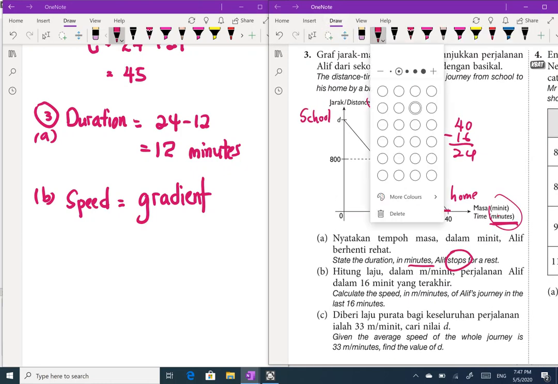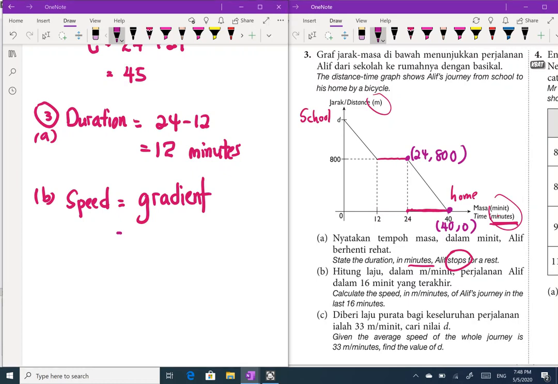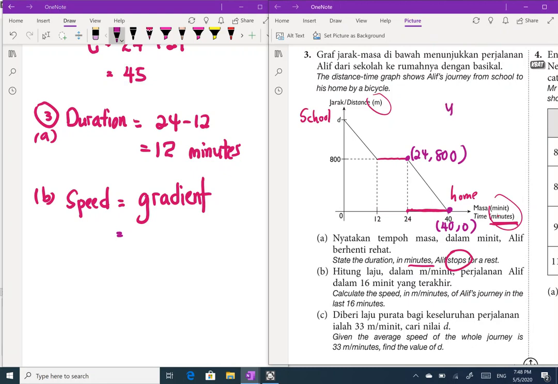记得在这一课里面 speed 就是用我们的 gradient. So I find the point. I want from this point to this point. Here x is 24, y is 800. So this point is x is 40, y is 0. Now I want to find the speed. Speed is, remember, y minus y divided by x minus x. So y 800 minus 0. Start from this point, so your x must start from here.